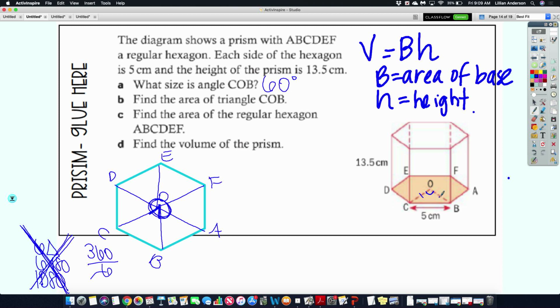What's the length of CO and DO? 5. You said 5? Why is it 5? It's equilateral. Each side of the hexagon is equilateral. In a regular hexagon, when you create the triangles inside the hexagon, they're all equilateral triangles. It only works for a hexagon. In a pentagon, it won't be that way. Okay, but in a hexagon, all the sides are equal. And that's something from geometry.